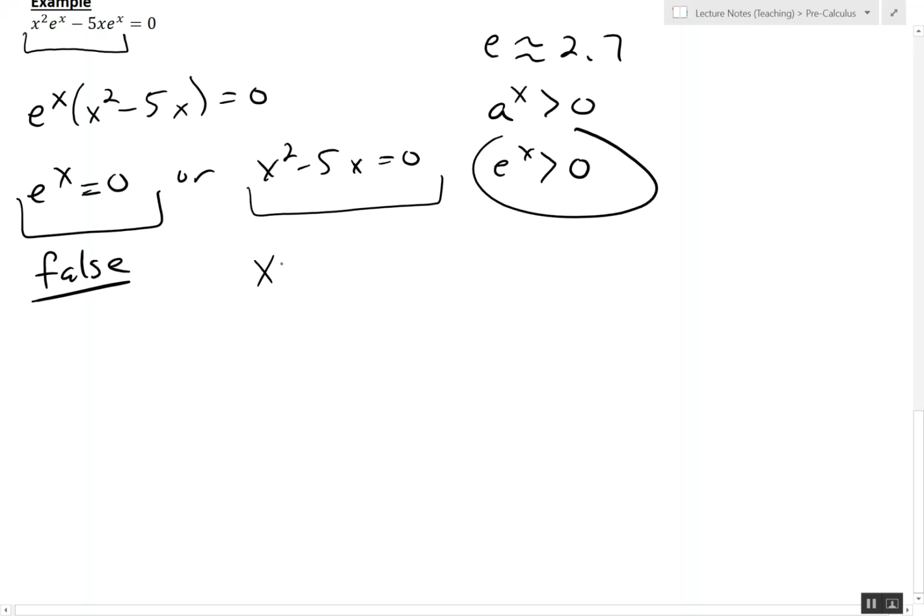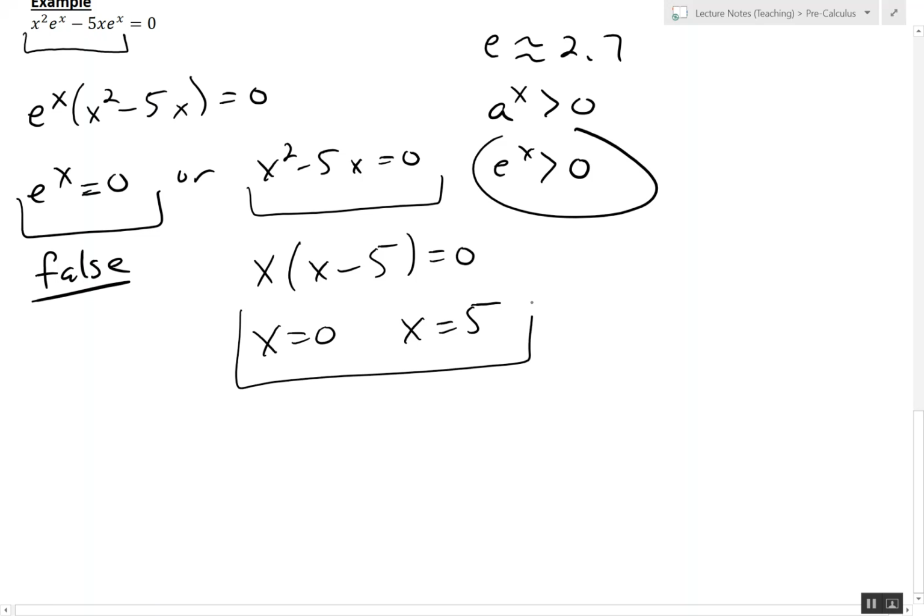So we'll have x times x minus 5 equal to 0. Which is all good. So either x is going to equal 0 or x is going to equal 5. And these are your two solutions. So there are some examples of solving exponential equations.